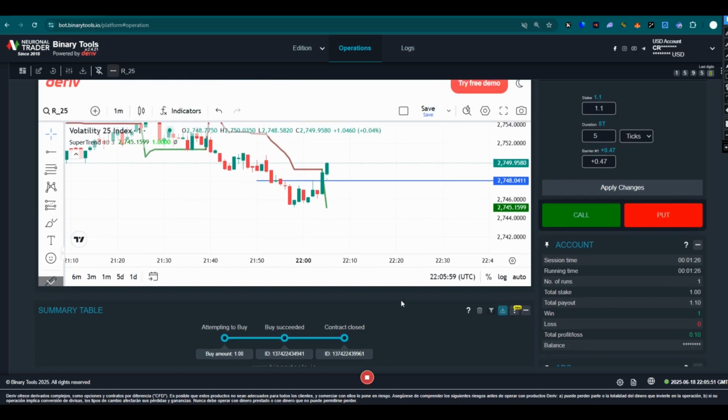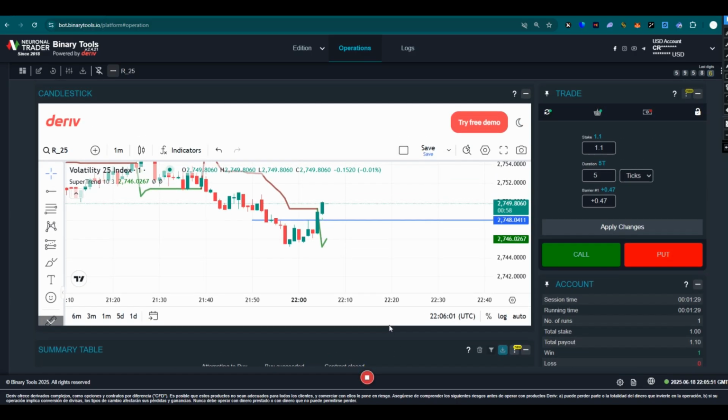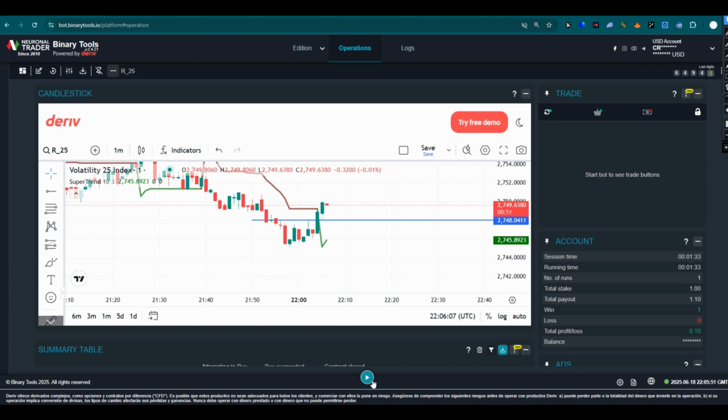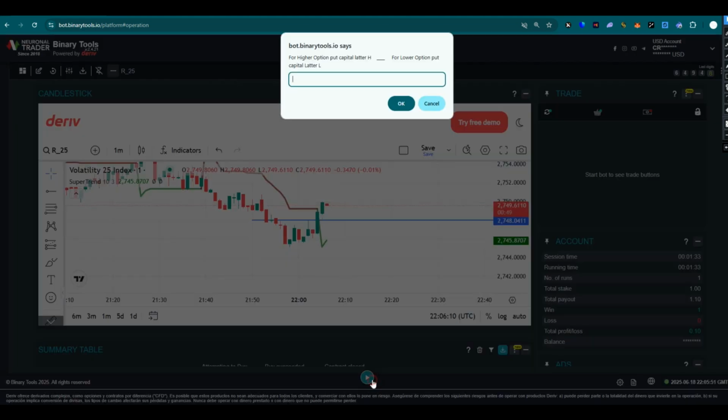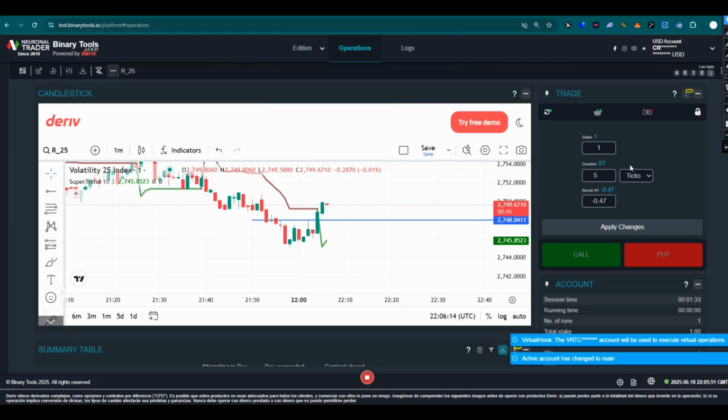You can see that we almost lose this one. Okay, so now we are going to find an opportunity to trade a call option. So I stop the bot, and then I will learn again and press H for me to trade a higher option. And you can see here the barrier will be negative automatic.